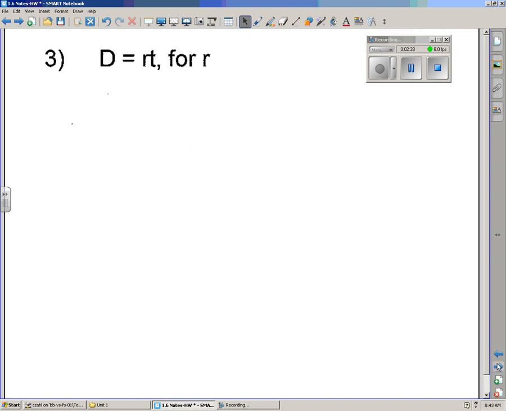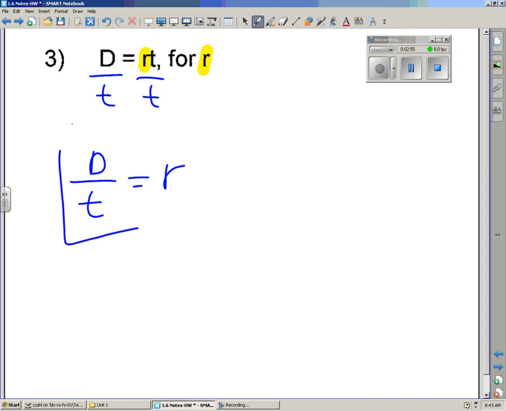Third equation is another formula. It's distance equals rate times time. We want to solve for the r here. So the r we want to get all alone. Well, what's being done to the r right now? It's being multiplied by t. How do you undo multiplication? You use division, and you get distance, or d, divided by t, equals r. And you're done.